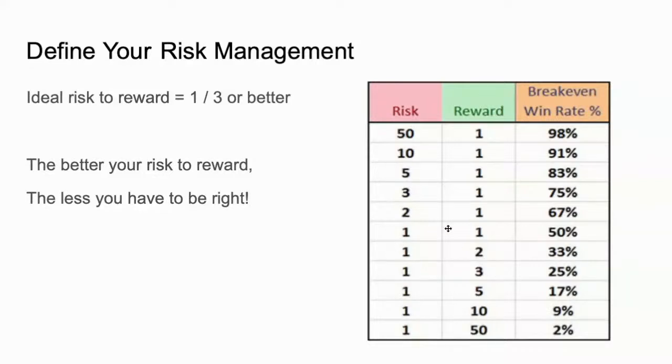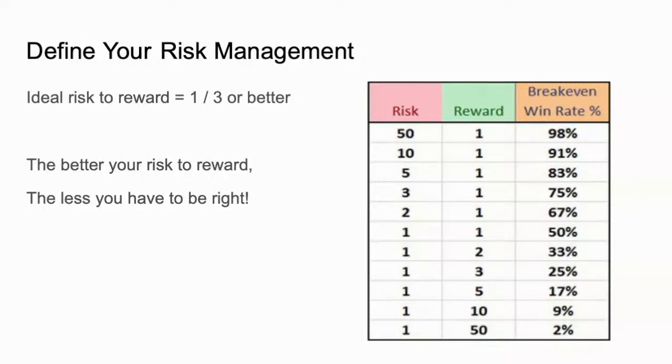Now, if your risk to reward is 1 to 1, which means you risk $1 to make $1, then your win rate has to be a lot higher, especially when you're losing more than you're making. And so when you put the odds in your favor, for instance, a risk to reward of 1 to 5, you only have to be right on your trades 17% of the time, which is really amazing, right?